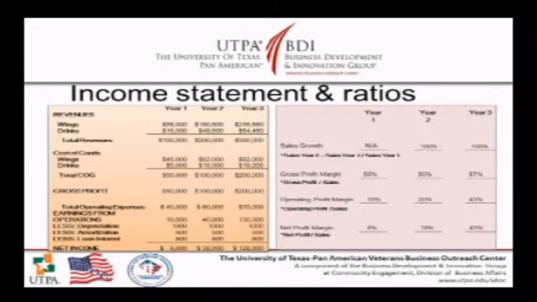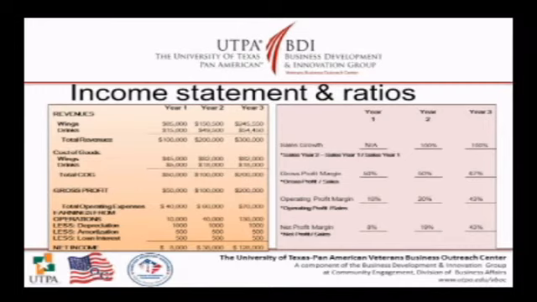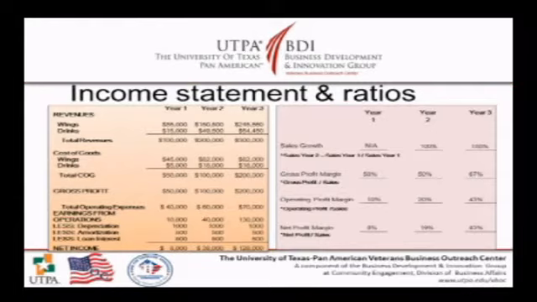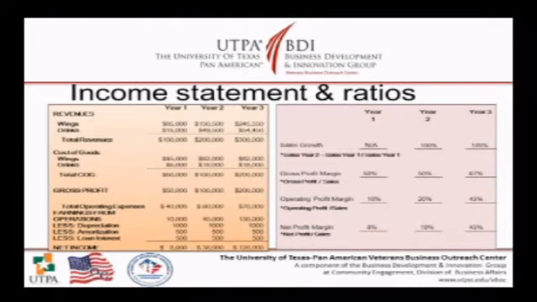This is another view of the income statement. You can see here the revenues. He has two revenue streams. He has wings, and he also has drinks. You add them together, and it comes out to total revenues. We'll take year one, total revenues of $100,000. Cost of goods sold is the cost for the product: $45,000 for the wings, $5,000 for the drinks. So you add those together. His total cost of goods sold is $50,000.